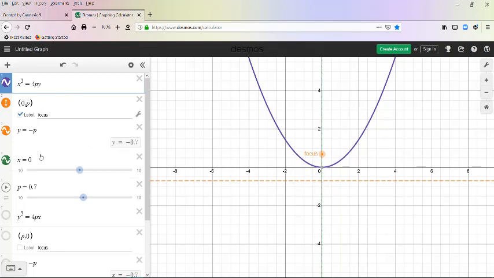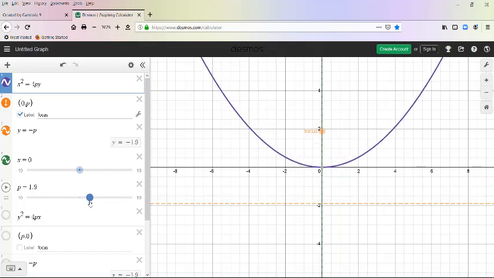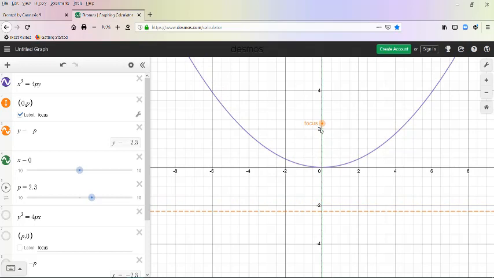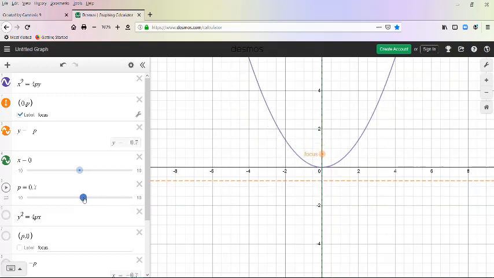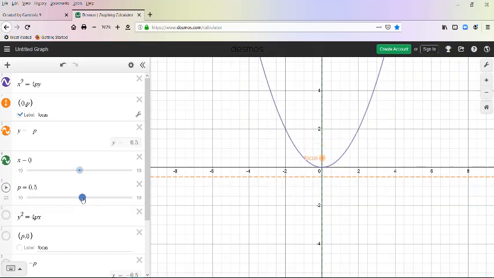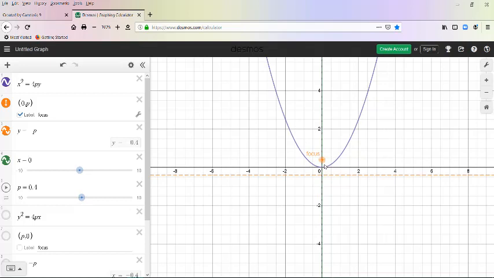And you'll see my little setup here in Desmos. If I slide P, notice what happens. The focus goes away, the directrix moves away. As I bring P closer to 0, the distance gets closer and closer. But you may notice that the distance between the focus and the vertex is the same as from the directrix to the vertex. In fact, that's the definition of a parabola.